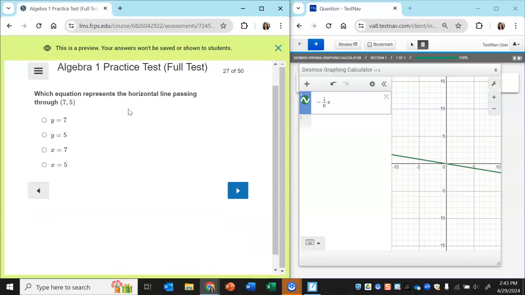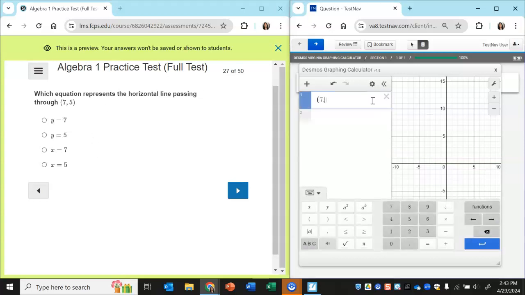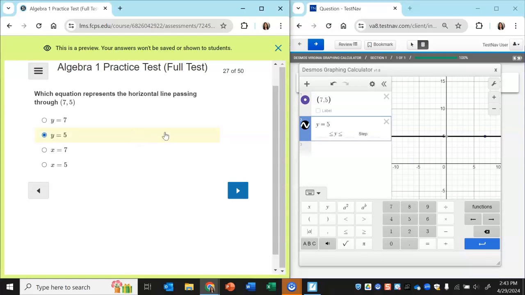Which equation represents a horizontal line? A horizontal line is the line that goes left and right and passes through 7, 5. So I want the line that passes through 7, 5. I graphed it. And a horizontal line has to go left and right, and you notice it's crossing at y = 5. So that's just what it's going to be. You can graph all of them and find it, but it's easier to know the shape of a horizontal line, and it's going through y = 5. So that's that.